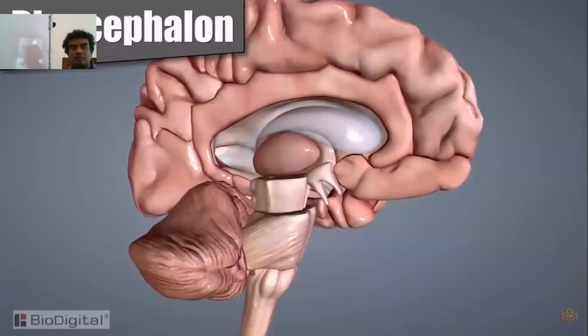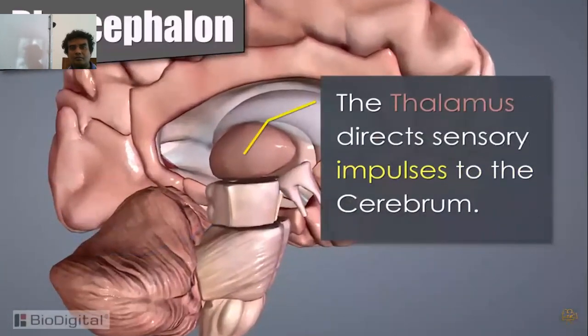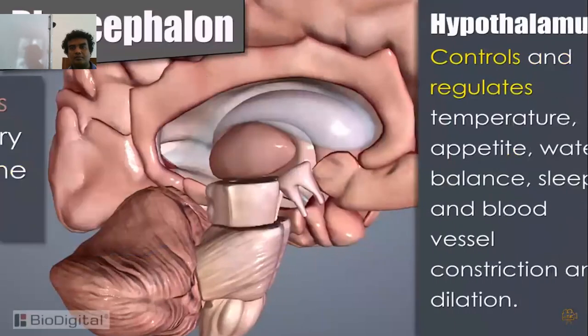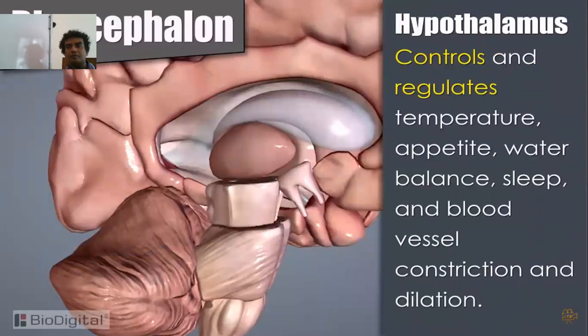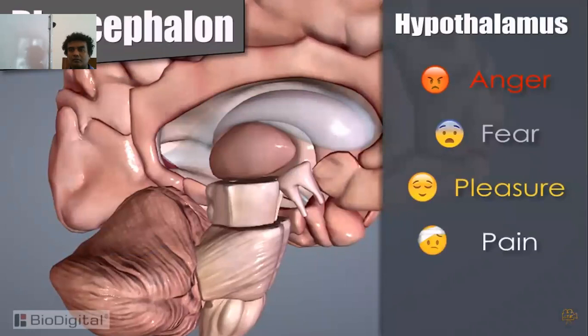The diencephalon section is found between the cerebrum and the midbrain. It contains two structures, thalamus and the hypothalamus. The thalamus behaves much like a relay station and directs sensory impulses to the cerebrum. And the hypothalamus controls and regulates autonomic nervous system functions such as temperature, appetite, water balance, sleep, and blood vessel constriction and dilation. The hypothalamus also plays a role in the emotions such as anger, fear, pleasure, pain, and affection.